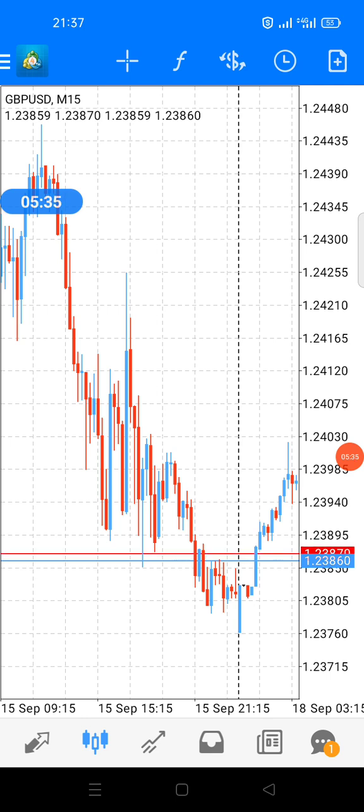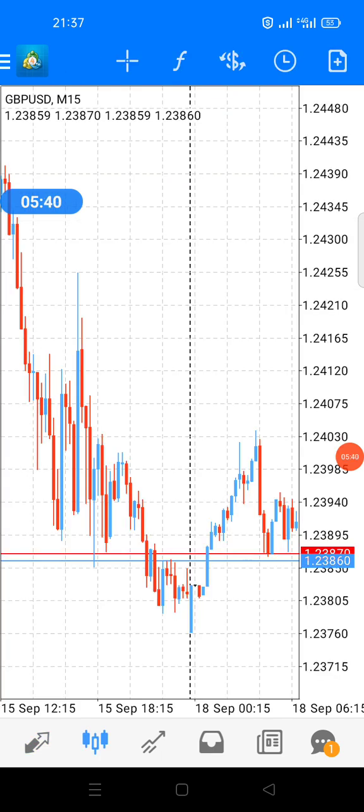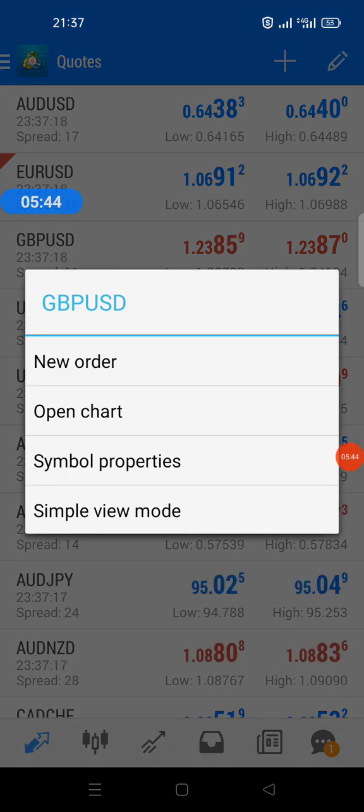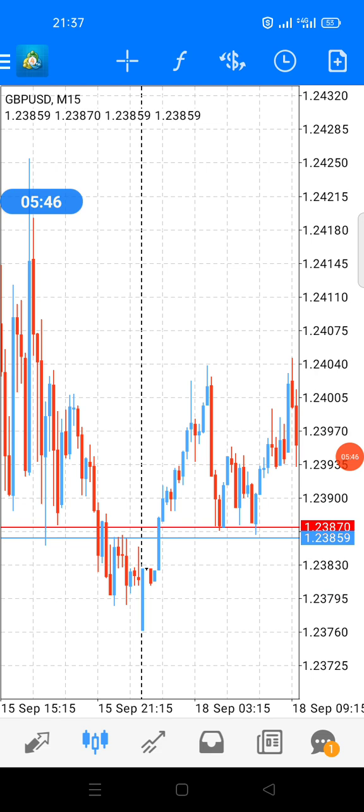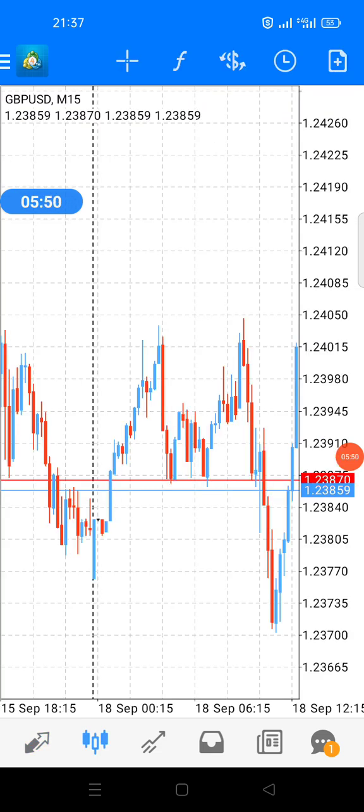Remember, this same page can be accessed either by clicking on this second window, or you can also access it from here by clicking on that particular pair and going straight to open chart. You can see it's the same thing. Now, this second window is where you see the movement of that particular pair.